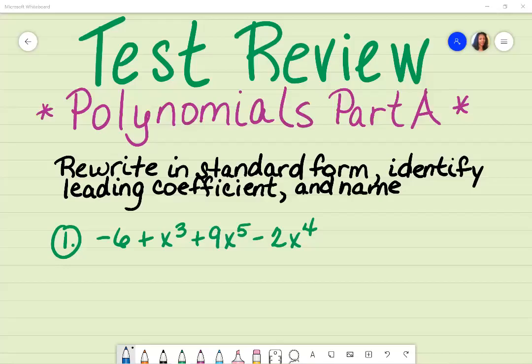This week's test review will be over part A of polynomials. The first thing we're going to do is look at the example, rewrite in standard form, identify the leading coefficient, and then we're going to name it.